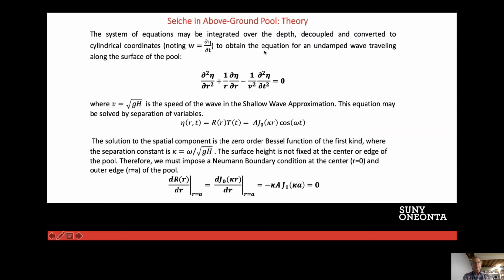we obtain the equation for an undamped traveling wave along the surface of the pool. And so this is the wave equation in cylindrical coordinates. And it can be solved by the separation of variables into a radial part and a time-dependent part. The time-dependent part is going to be a sinusoidal oscillation, and the spatial part is going to be a zeroth order Bessel function of the first kind.